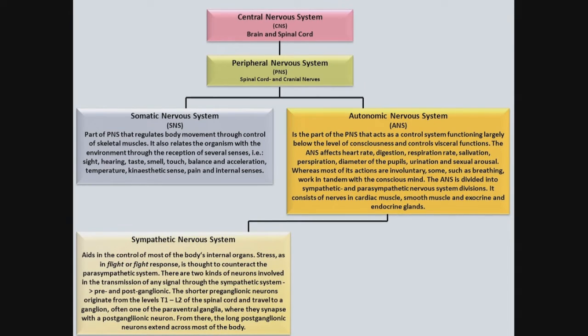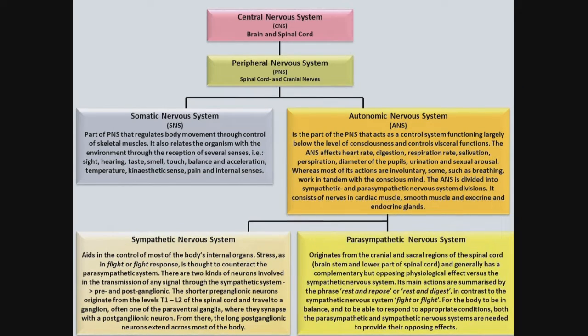There are two kinds of neurons involved in the transmission of any signal through the sympathetic system, pre- and postganglionic. The shorter preganglionic neurons originate from the levels T1 to L2 of the spinal cord and travel to a ganglion, often one of the paraventral ganglia, where they synapse with the postganglionic neuron. From there, the long postganglionic neurons extend across most of the body.